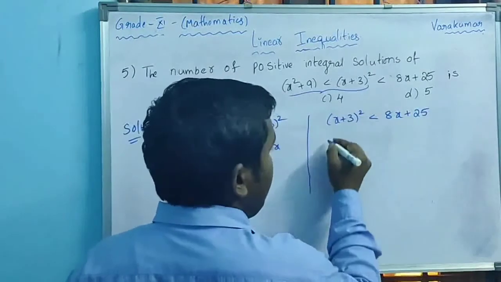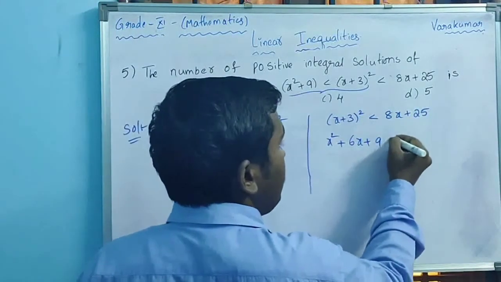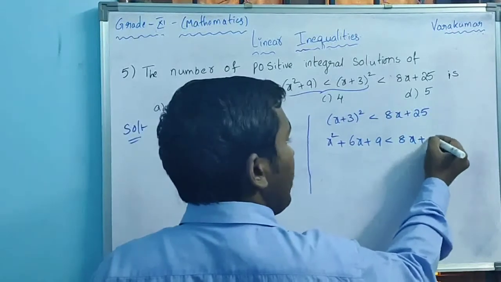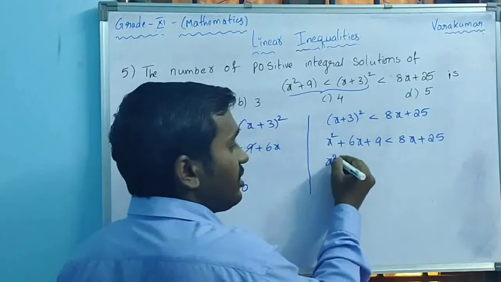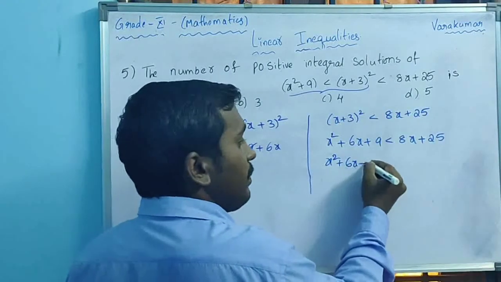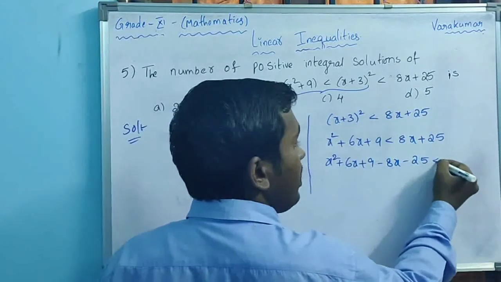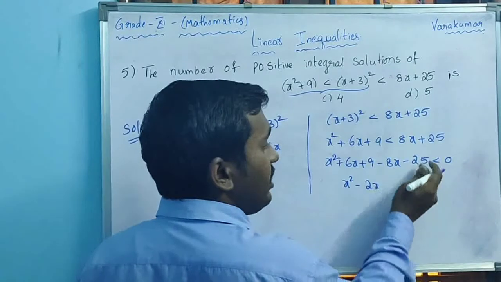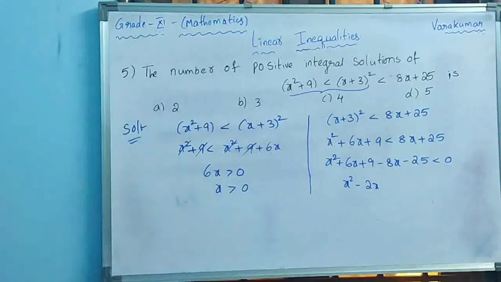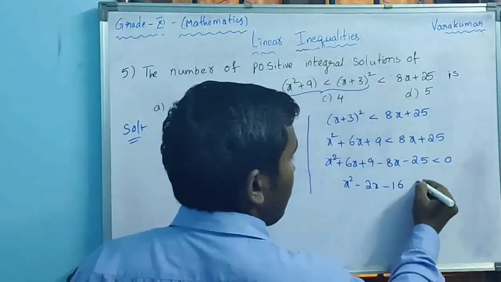Now here expand it. What can we get? X square plus 6x plus 9 less than 8x plus 25. Now carry all these terms to this side. So it becomes x square plus 6x plus 9 minus 8x minus 25 less than 0. So it becomes x square minus 2x. Next, 9 minus 25, which is minus 16. So minus 16 less than 0.